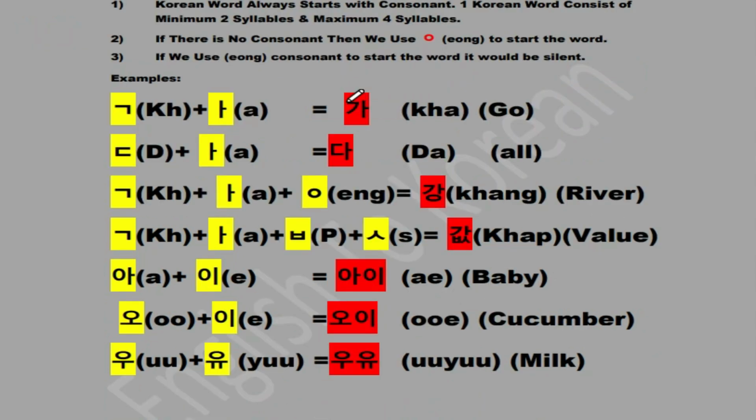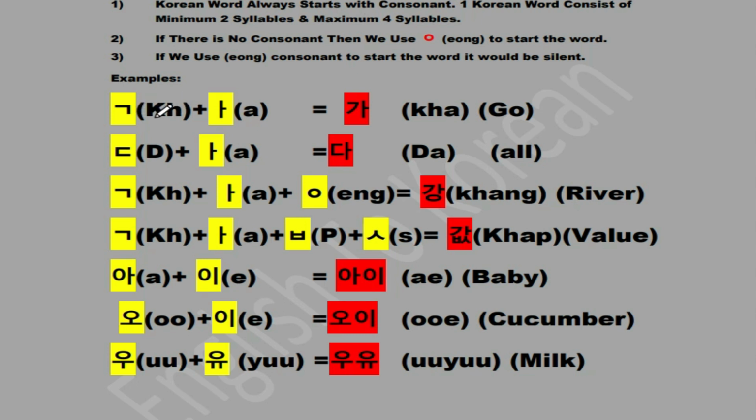So let's see our first word. Our first word is kha. If we break it into syllables, our first consonant is kyuk. The name of the consonant is kyuk and the voice is k. K and G mixed voice. Korean words always start with a consonant.